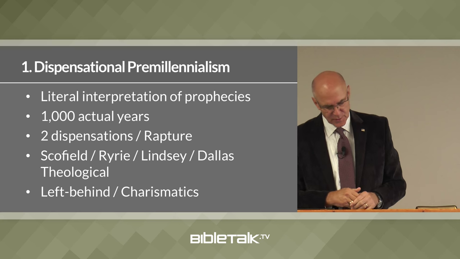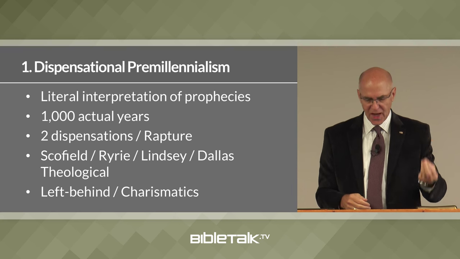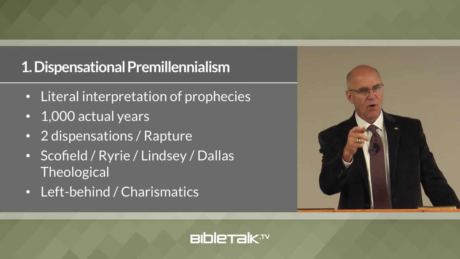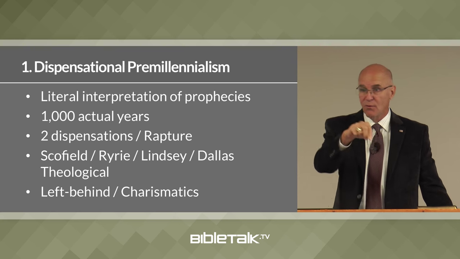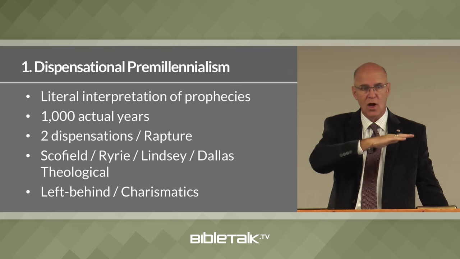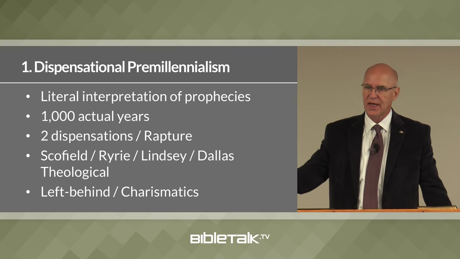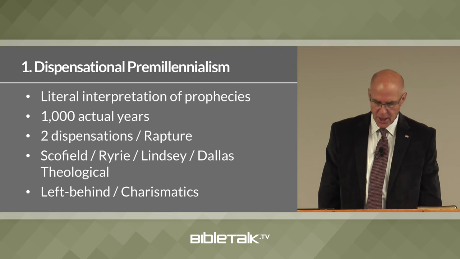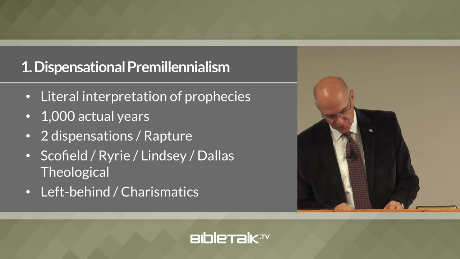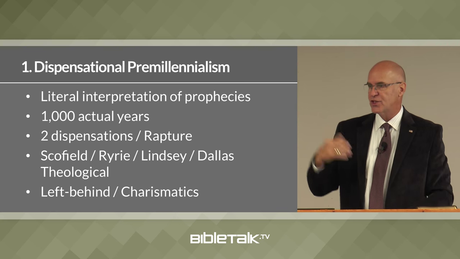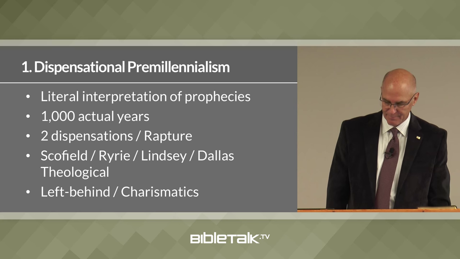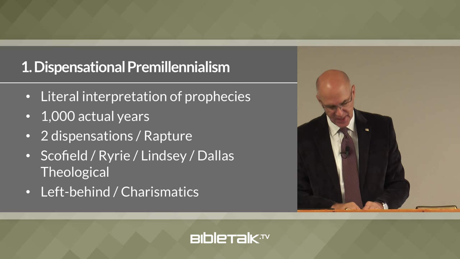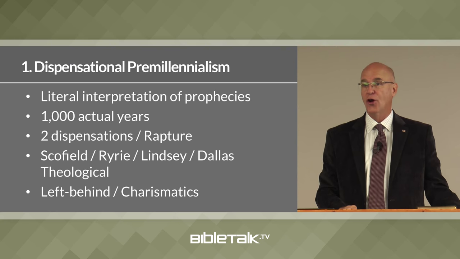Some of the features of this position: an actual 1,000-year reign of Jesus on the earth will be established. Remember why I said it was important in 1 Thessalonians when Paul says we'll be with him in the air? There's no talk about him reestablishing some sort of kingdom here on earth for 1,000 years. They also believe two dispensations for salvation, one for the Jews, one for the Gentiles.